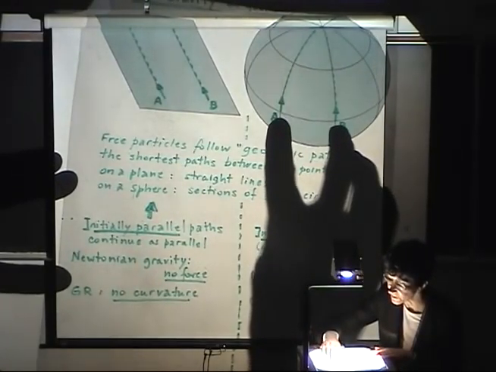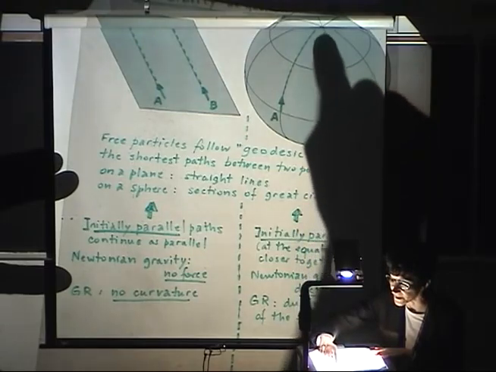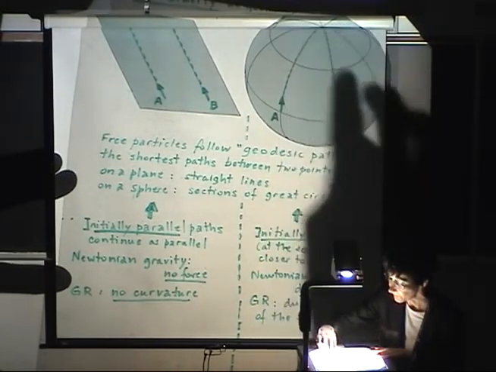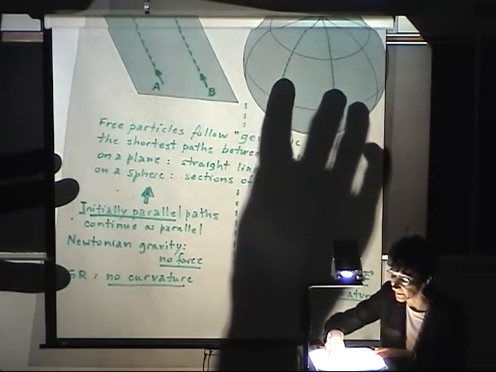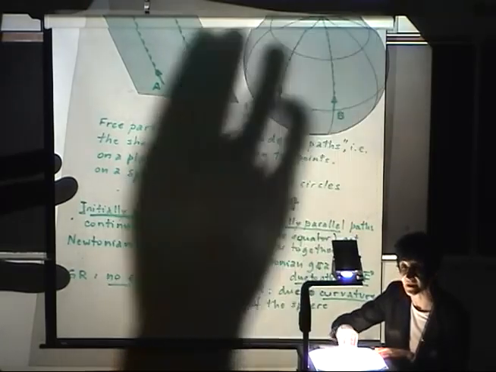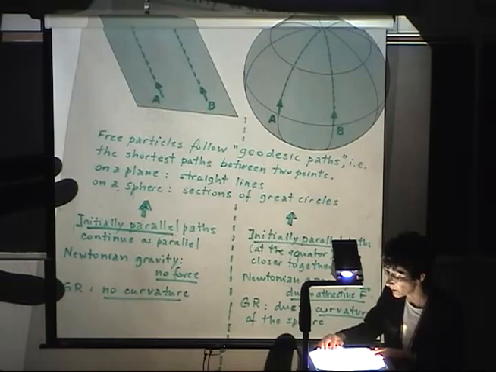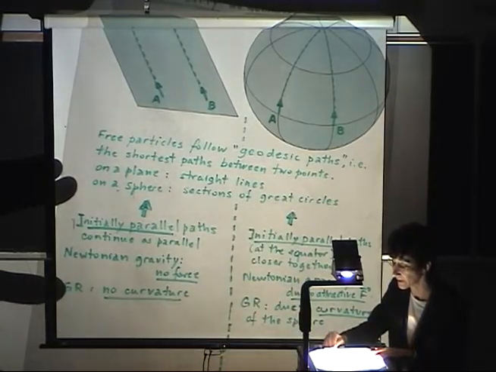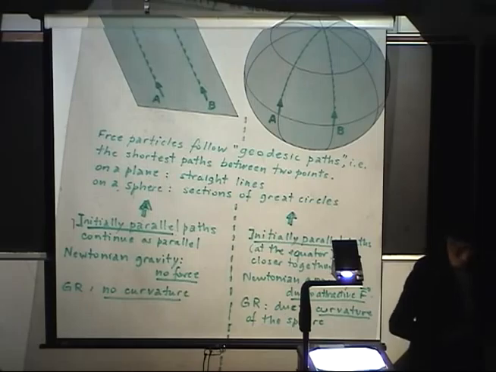Now, on the surface of a sphere, 2 particles that start and continue moving north will approach each other. From the point of view of Newtonian gravity, we would say these particles approach each other because there is an attractive force between the two. From the point of view of general relativity, we would say the fact that the paths of these particles approach each other is due to the curvature of the sphere.